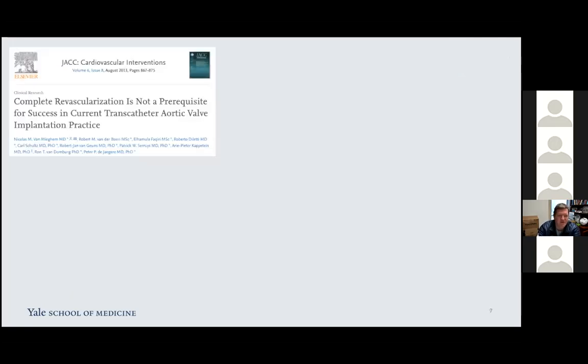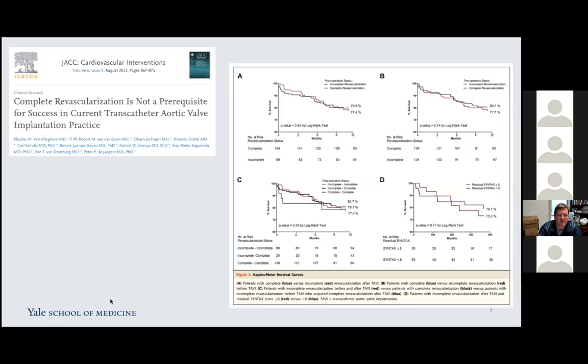And I think certainly there is data that has come out with regards to the treatment of coronary artery disease prior to transcatheter aortic valve replacement. There's a whole bunch of data, most of it looking at groups of patients through collaboratives, et cetera. This one came out of Europe, and here they were looking at survival in patients, and in red is incomplete revascularization, and in blue is complete revascularization.